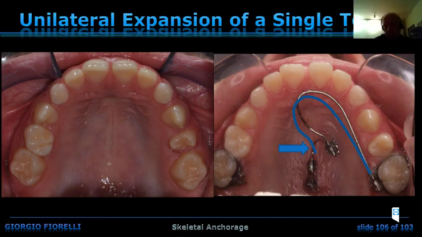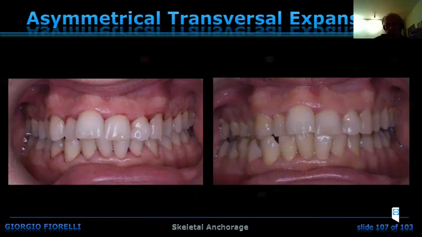You see, you can use the TAD here in the palate in order to make an expansion unilaterally. So, for example, here there is a wire connecting, and then a cantilever which is activated in this way. What are you expecting? That this molar goes out and rotates in this direction. So we can do this. And so that was just a little example. I will show you this mechanics, which is very interesting, and this case was quite a difficult one.